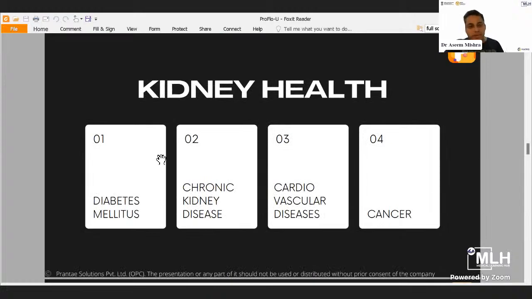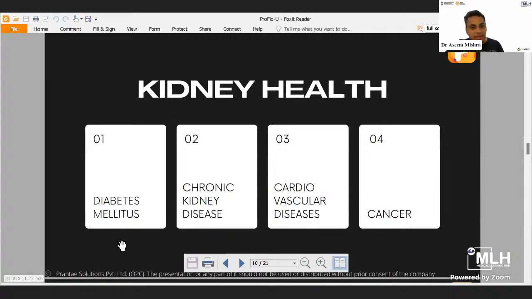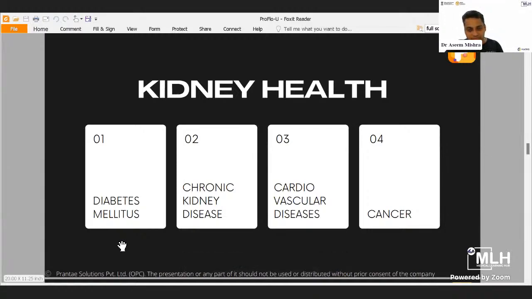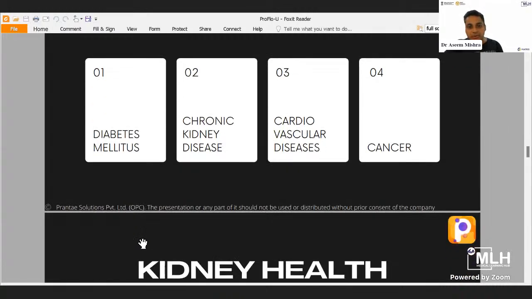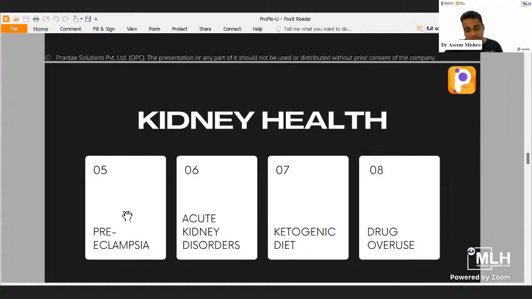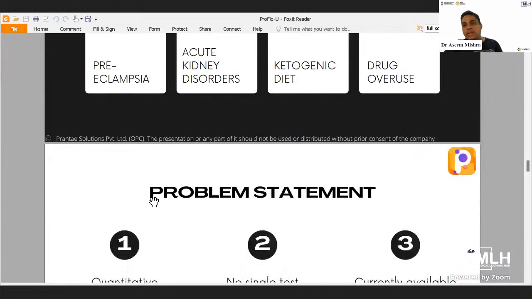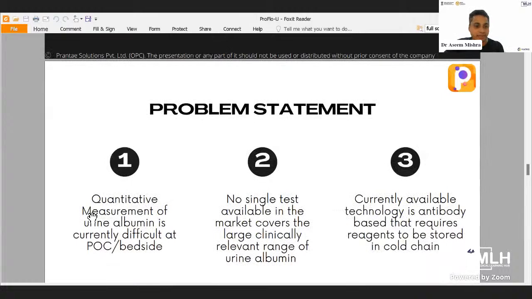So there are various places where kidney health gets affected. Diabetes mellitus, chronic kidney disease, cardiovascular disorders are definitely the most prevalent amongst contributors to kidney disease. However, you also have relevance in cancer, preeclampsia, acute kidney disorders, ketogenic diets, and drug abuse. So these are the areas where we see value that our product can give.